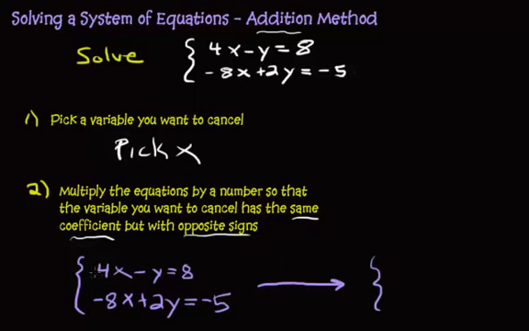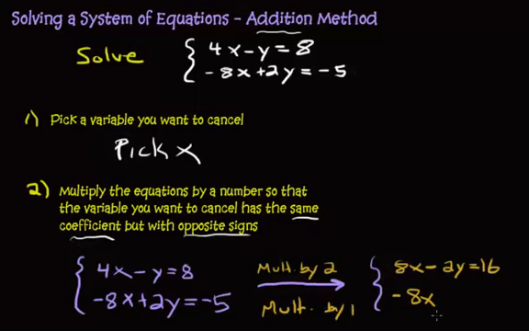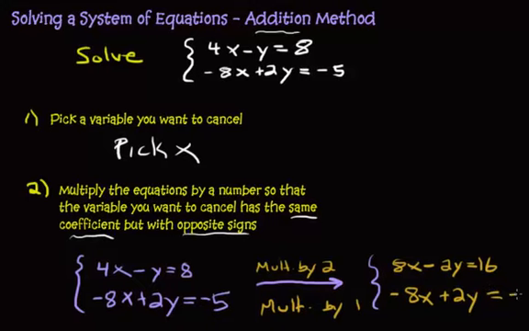So what do I have to multiply 4 by to get to 8? Well, 2. So multiply by 2. So that's going to give me 8x. Remember to multiply everything in that equation by 2. So minus 2y equals 16. And then what are we going to multiply negative 8 by to get to negative 8? Well, we're going to multiply by 1. So 2y times 1 is 2y, and negative 5 times 1 is negative 5.